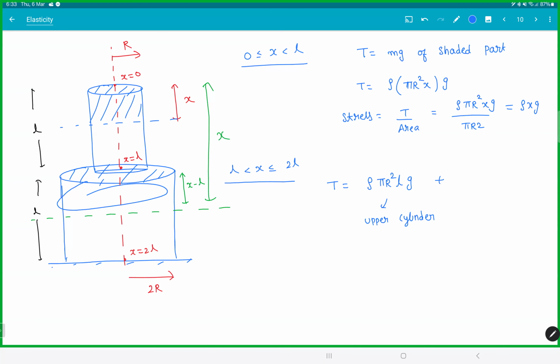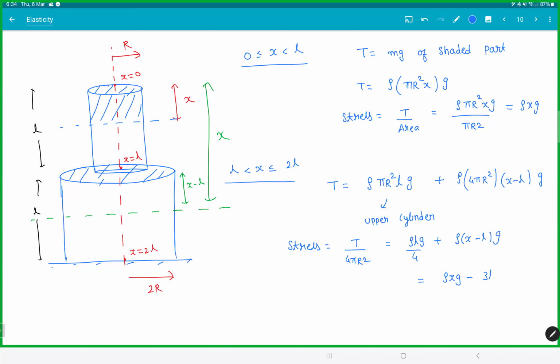Then what is the mass of this piece? You have to take this section also, which will be rho. Area will be 4 pi r square, and the length will be x minus L, into g. Is this clear, everyone? That will be your tension. What is stress? Tension by area. Area is 4 pi r square. Radius is 2r. So if you divide them, you will end up with rho Lg by 4 plus rho (x minus L) g by 4. This guy will be rho xg by 4 minus 3 rho Lg by 4... This is your stress.